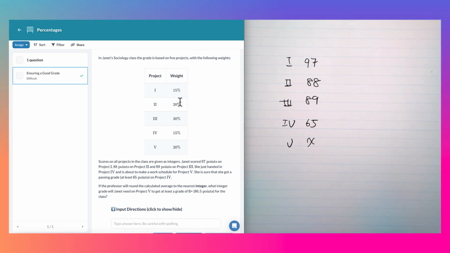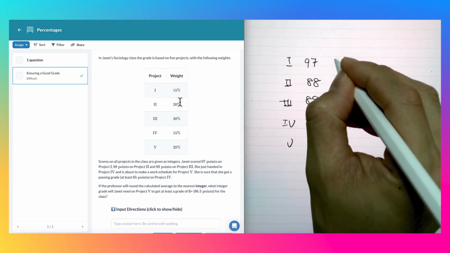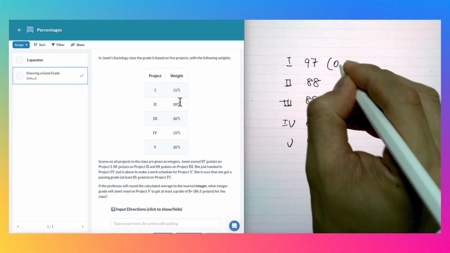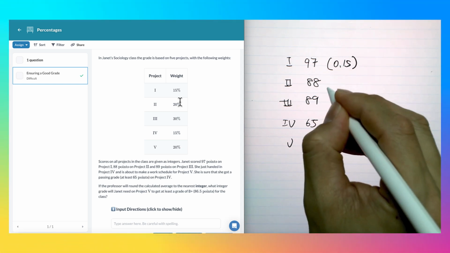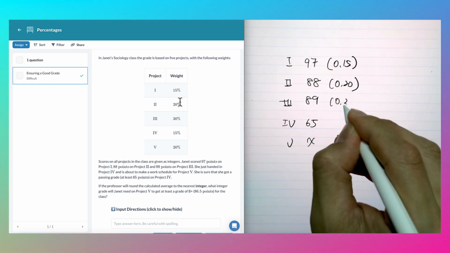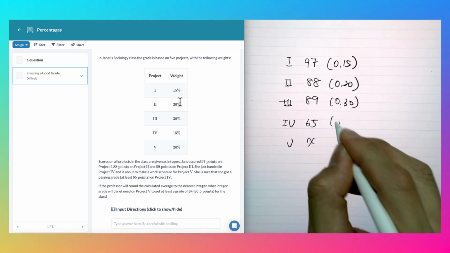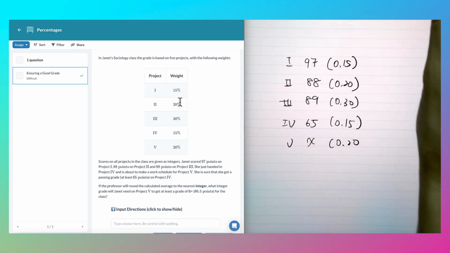How we do this is something similar to chemistry class when you learn relative abundance of isotopes, or how you get the atomic mass. So we do the same thing here. You have 15%, so 0.15 is your 15% in decimal, and 0.2. For the 89 we have 0.3. For the 65 you have 0.15, and for the last one you have 0.2. You multiply all these.